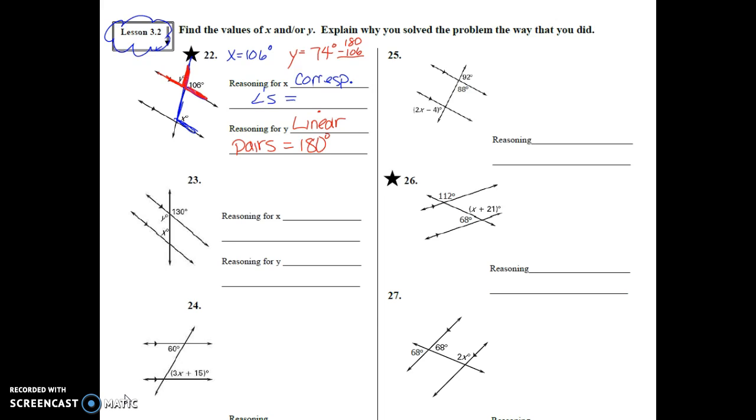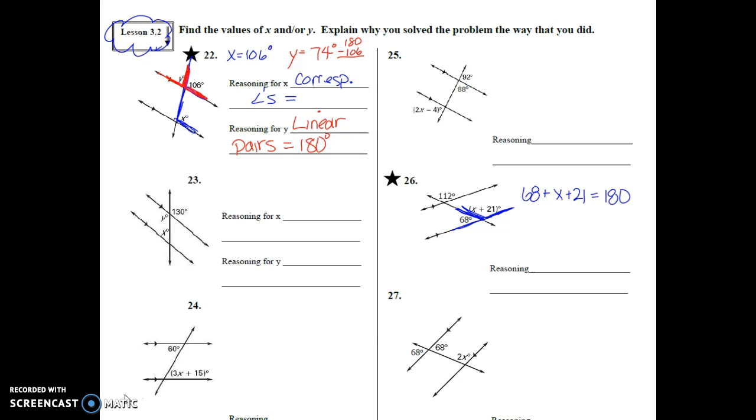If I move over to question 26, I'm going to be using all the same reasoning, except that I have a little bit more stuff there with my x plus 21. I can do a couple things here. If I look at this, I can do the 68 and the angle with the x in there, and I notice that I have a linear pair. So I can say 68 plus x plus 21 is equal to 180 degrees because of the linear pair.